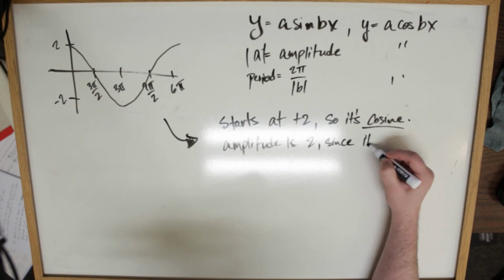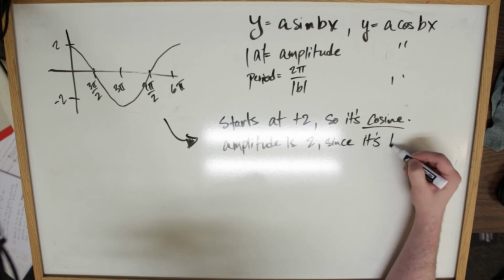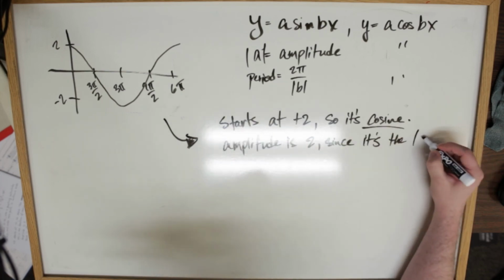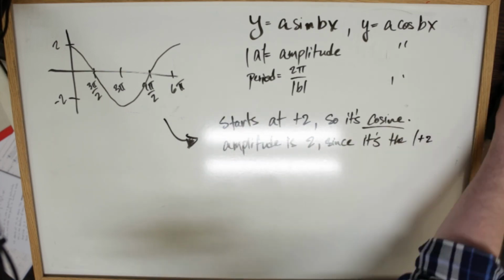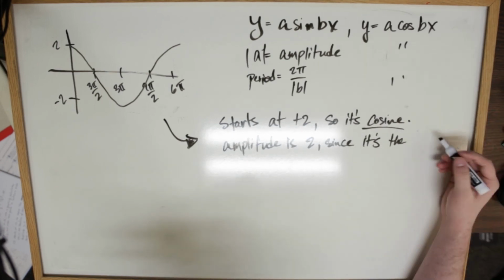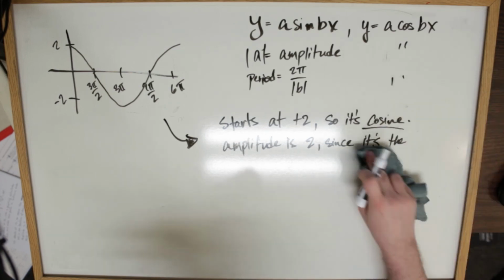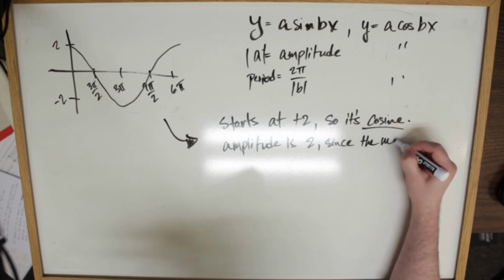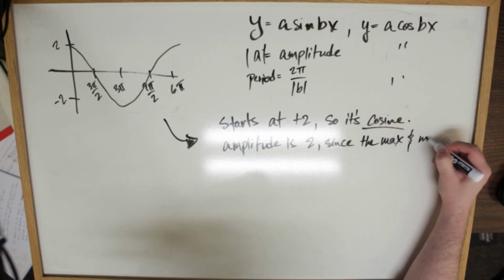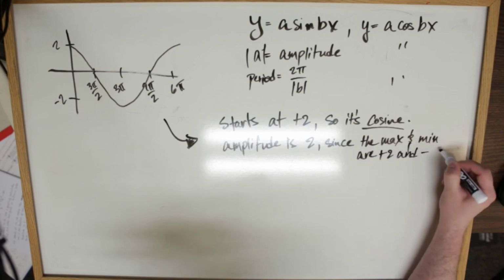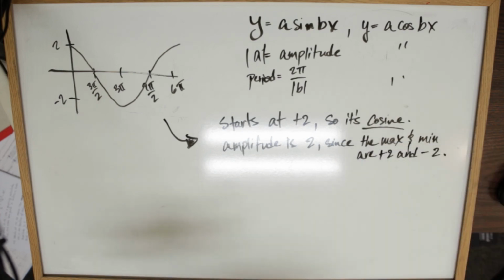Since it's the absolute value of the pieces, positive 2 and negative 2. Well, you don't even have to write that. You basically can say it goes between. The max and min are going to be positive 2 and negative 2. Okay. And then let's go ahead and take a look.